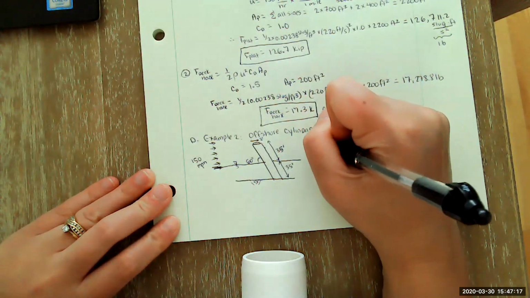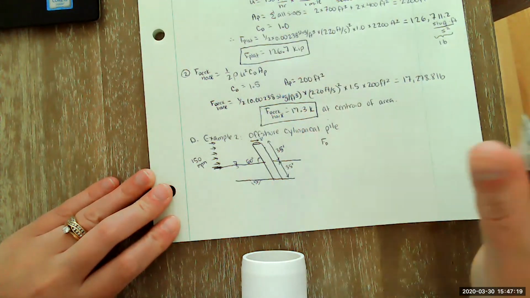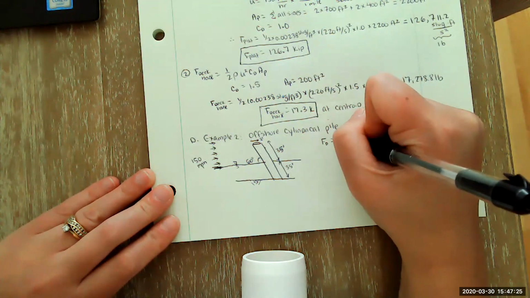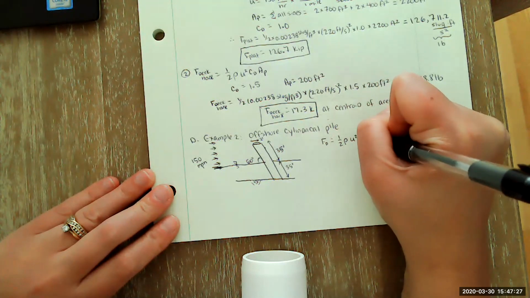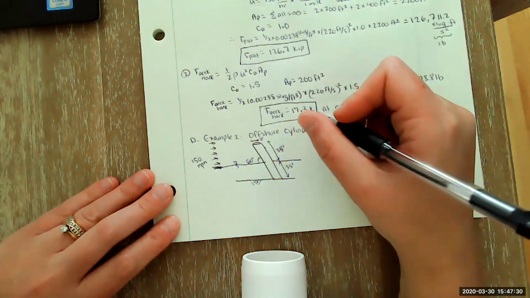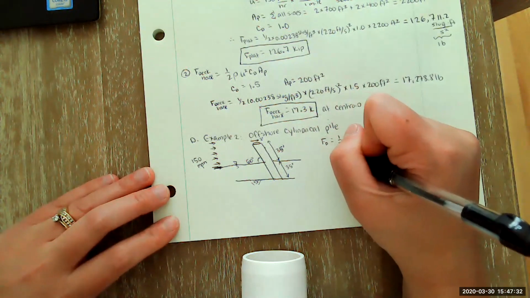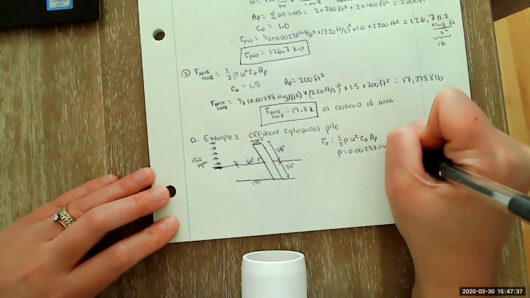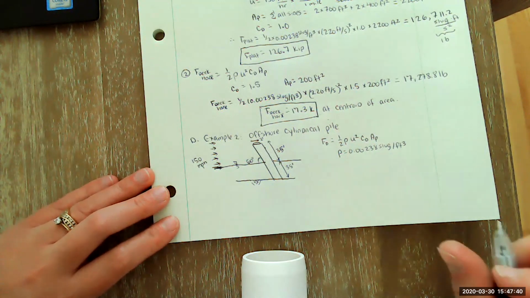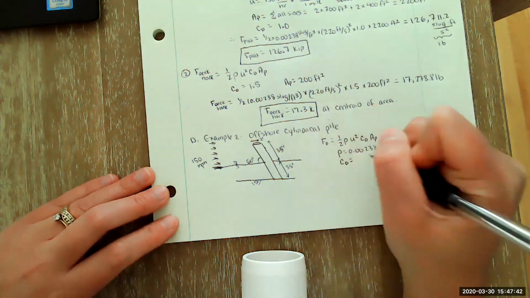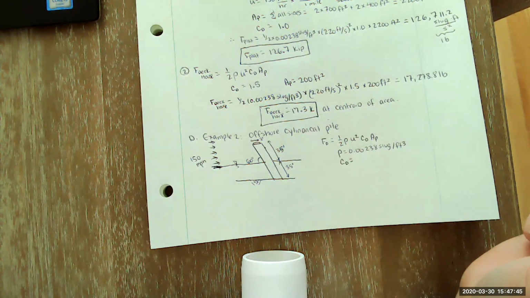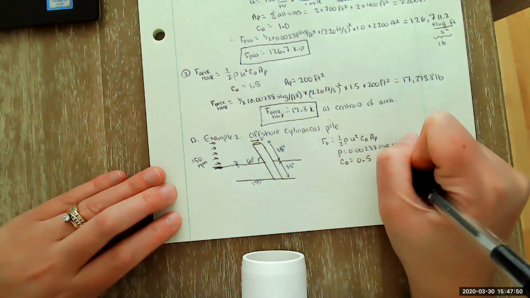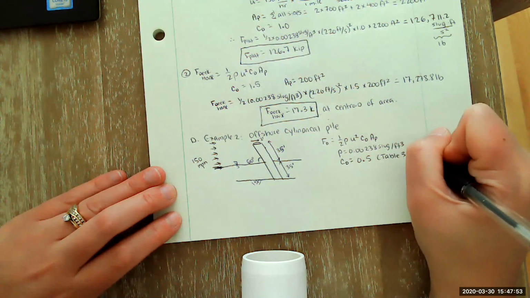So again, if I want to plug in to my drag force equation, I can use 1/2 rho u squared c sub d times my projected area. Here we have our density of air is going to be 0.00238 slug per foot cubed. Our drag coefficient, if I consult the API table for piles, they recommend using 0.5. So this is from table 3.3 in API.